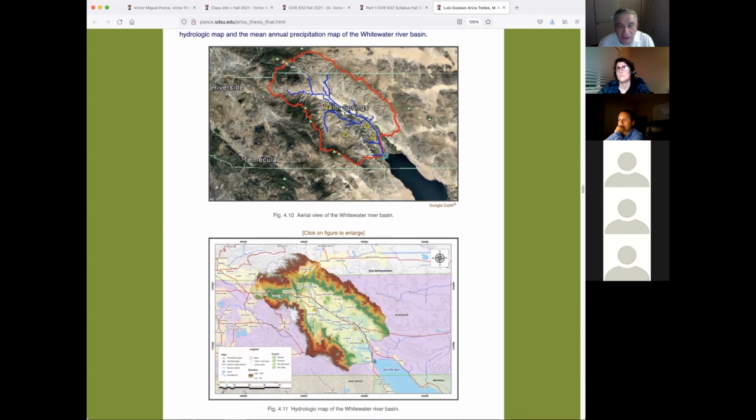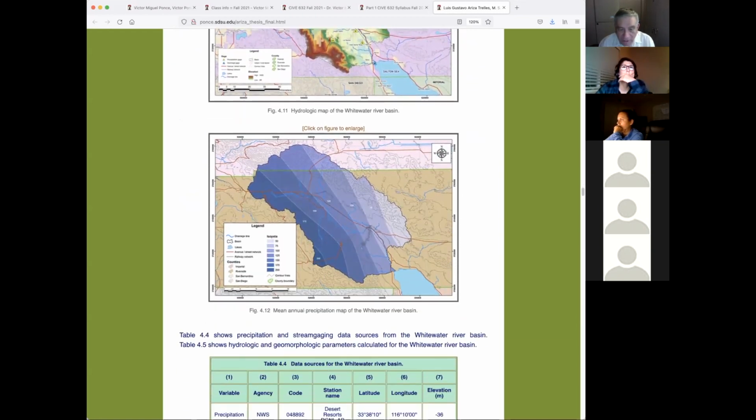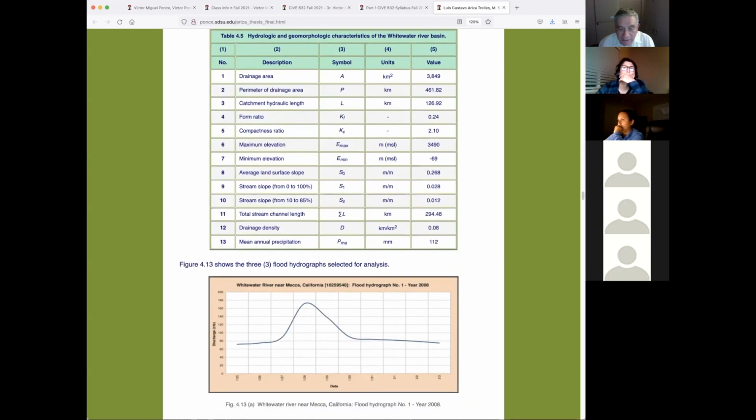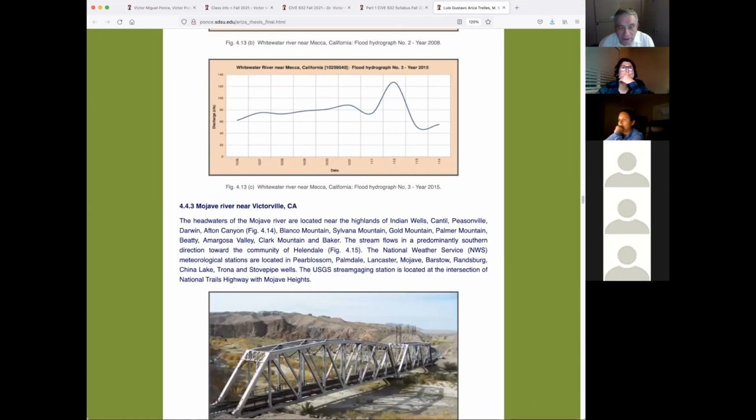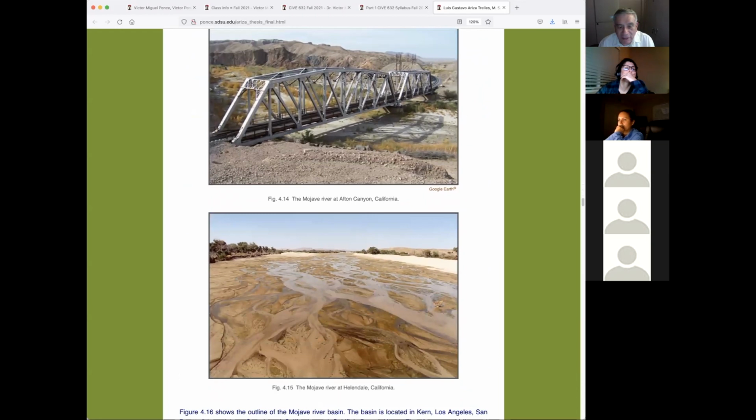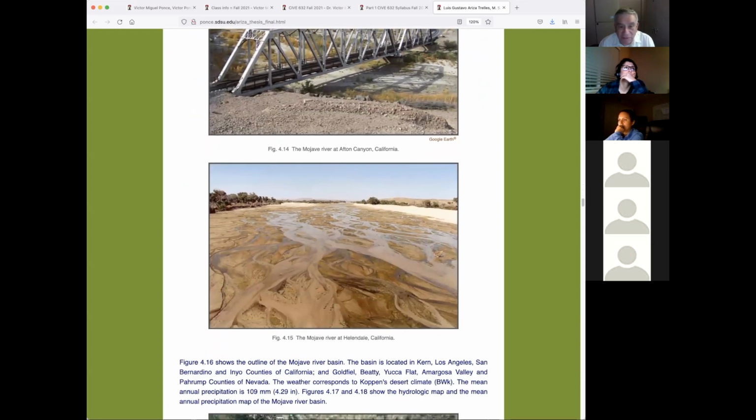Whitewater River Basin, as you can see, gets into the Salton Sea. Right there, the triangle here is where I took the picture of the mouth of the Whitewater. Right there, in the data, in the hydrographs for the Whitewater, cool hydrographs. The Mojave, I actually had pictures. This is my picture of the Mojave.